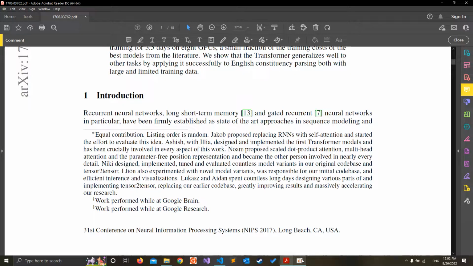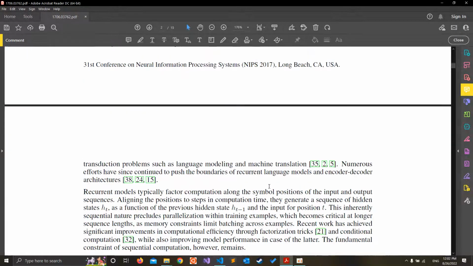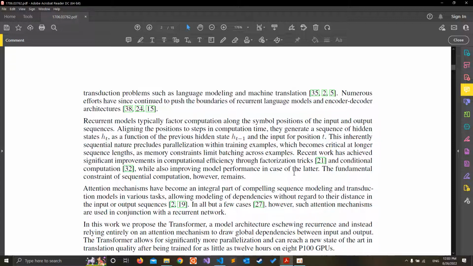Recurrent neural networks in particular have been firmly established as state-of-the-art approaches in sequence modeling and transduction problems such as language modeling and machine translation. Numerous efforts have since continued to push the boundaries of recurrent neural network models and encoder-decoder architectures. Models typically factor computation along the symbol positions of the input and output sequences. Aligning the positions to steps in computation time, they generate a sequence of hidden states h_t as a function of the previous hidden state h_t-1 and the input for position t.